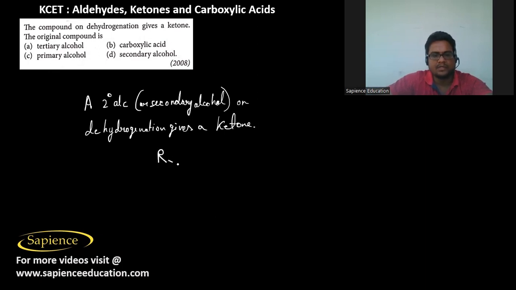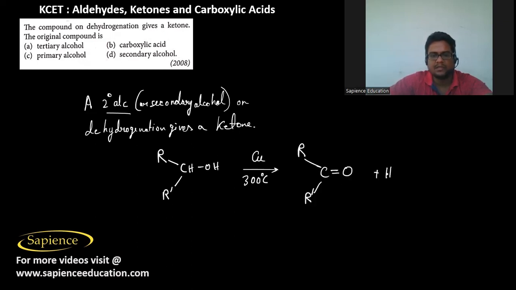For example, if we have RCHOHR', which is a 2-degree alcohol, here we have two alkyl groups attached to this carbon, so obviously it is a 2-degree alcohol. If we react it with copper in the presence of heat at 300°C, then a ketone will be formed and one hydrogen will be removed. So it means that it should be a secondary alcohol. So option D is the correct answer.